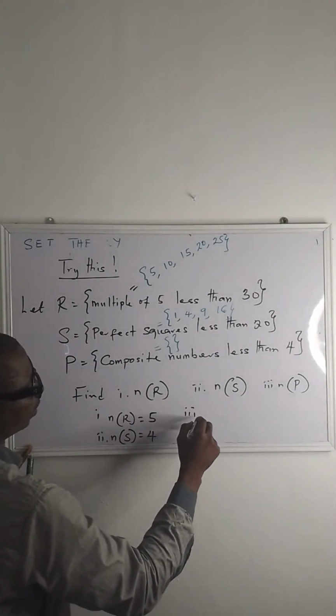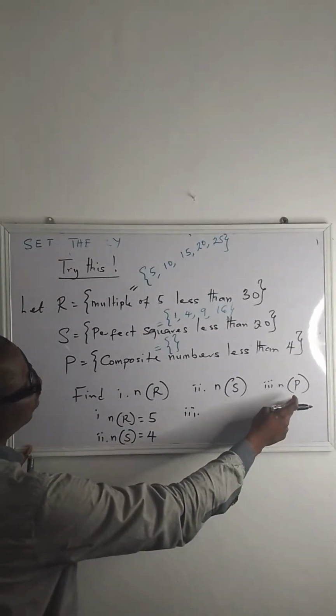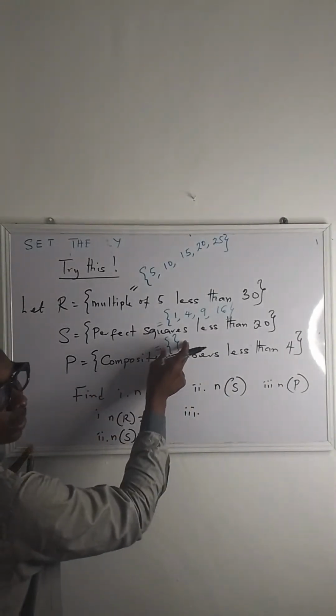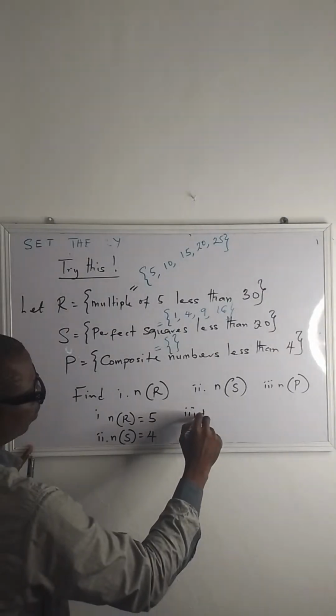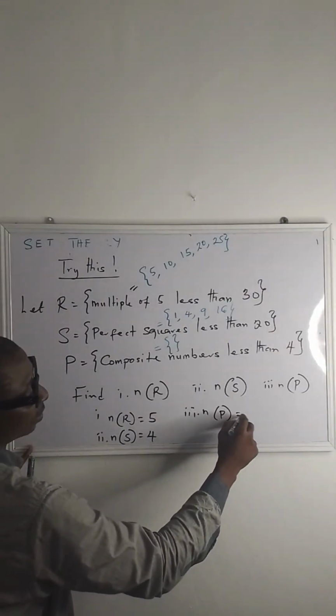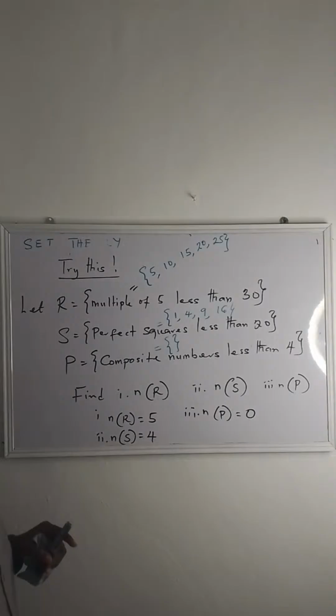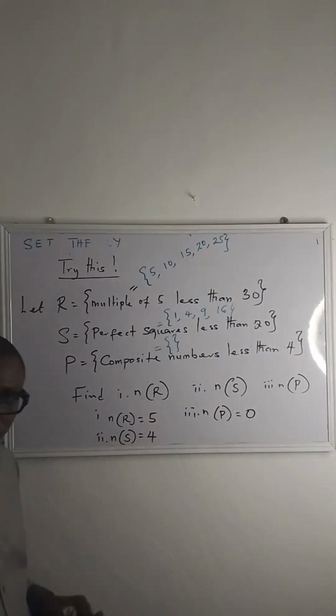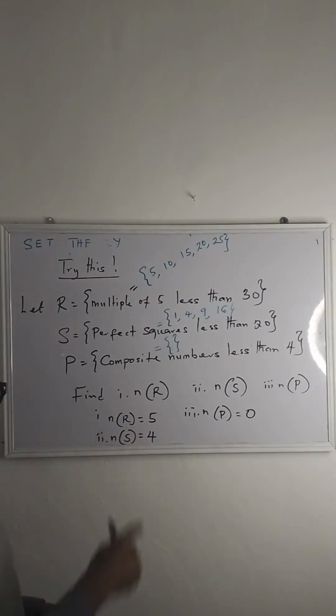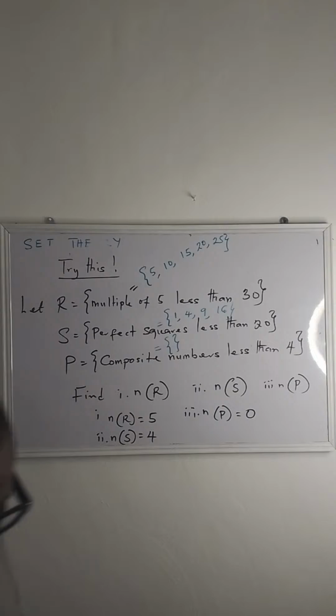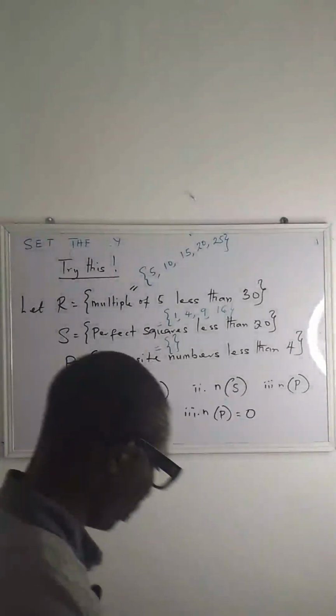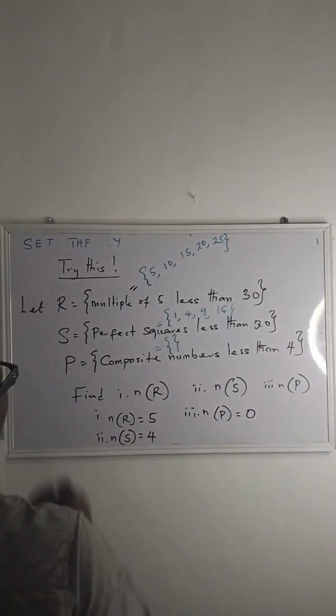And the third one, number of elements in set P. Now you come to set P. It's a null set. So number of elements in set P is 0. Okay, so this is the answer to this problem. If you got the answer to this problem before I solved it, let me know in the comment section. So now let's move down to another question.